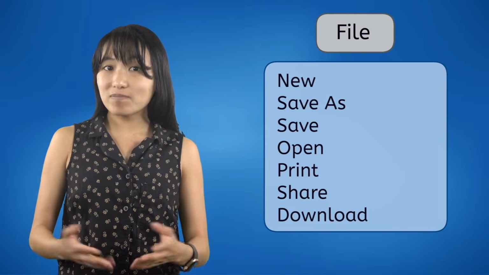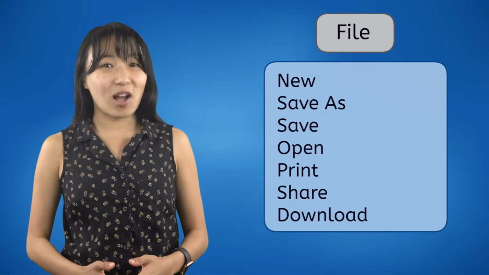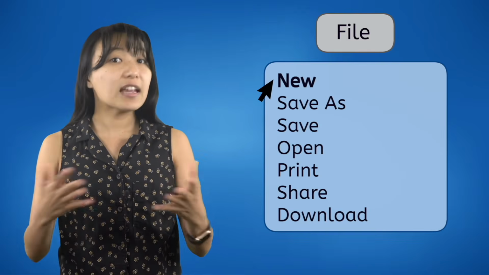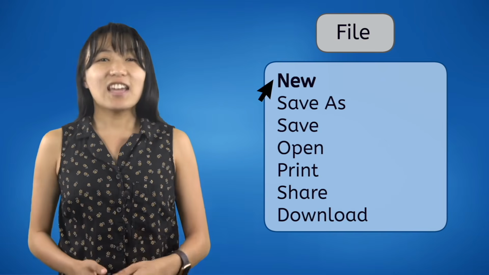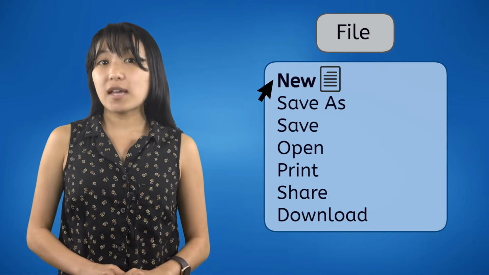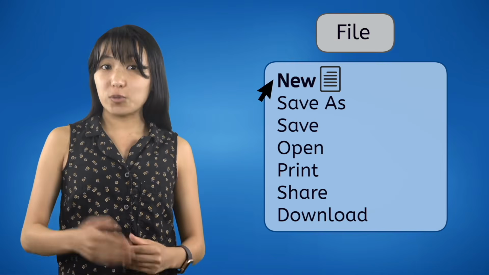Before we get into the ways different types of productivity software can be used, let's learn about a feature nearly all productivity software has: the File menu, which contains options for manipulating the computer files themselves. Let's take a look at some of these options. The first thing you will want to do when using any sort of productivity software is to create a new file using New. This creates a brand new blank file for you.